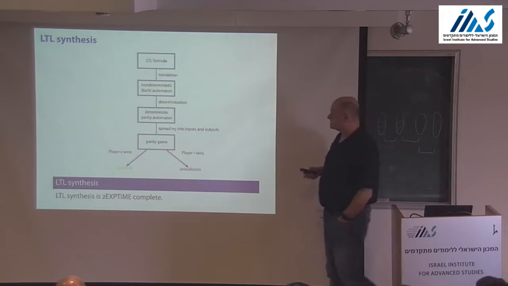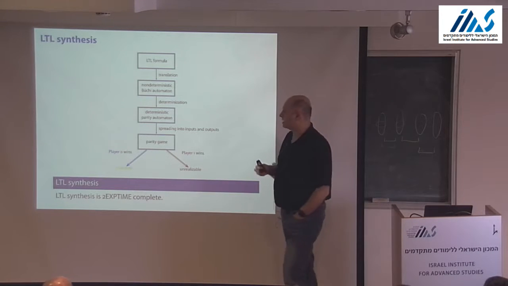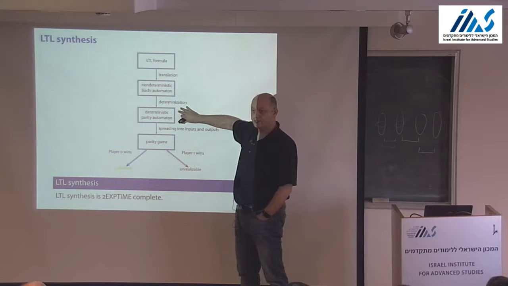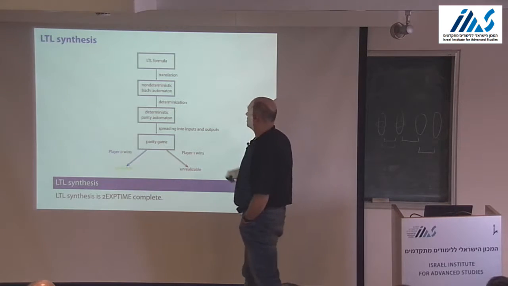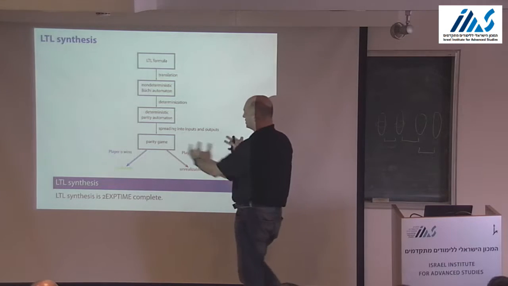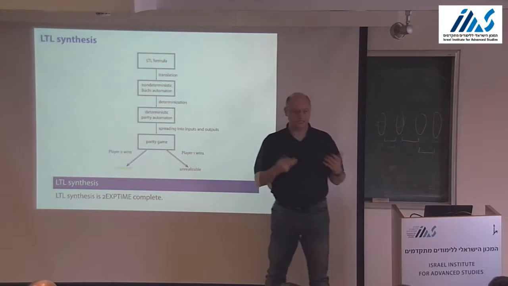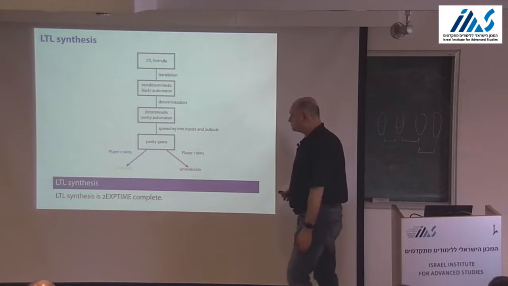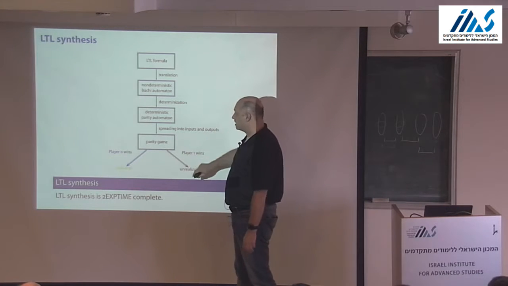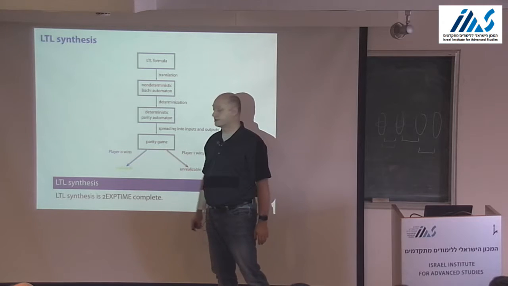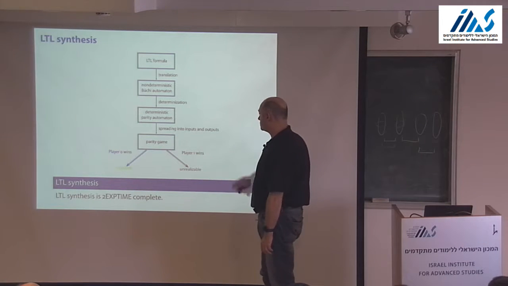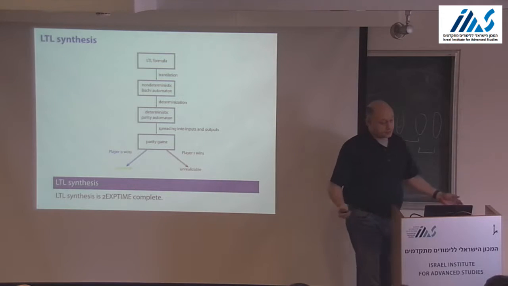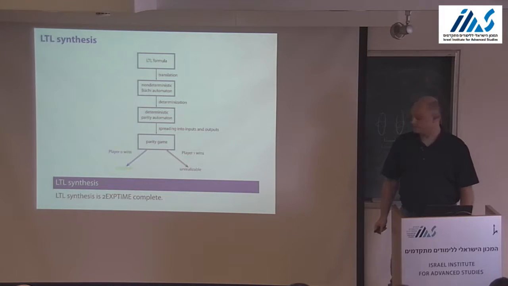Now, for LTL, that was fairly direct. We went from the formula to a deterministic parity automaton that accepts the models of the formula, and then simply spread the inputs and outputs into moves for the two players, such that in the resulting parity game, if player 0 wins, then the original formula is realizable. If player 1 wins, then the specification is clear to be unrealizable.